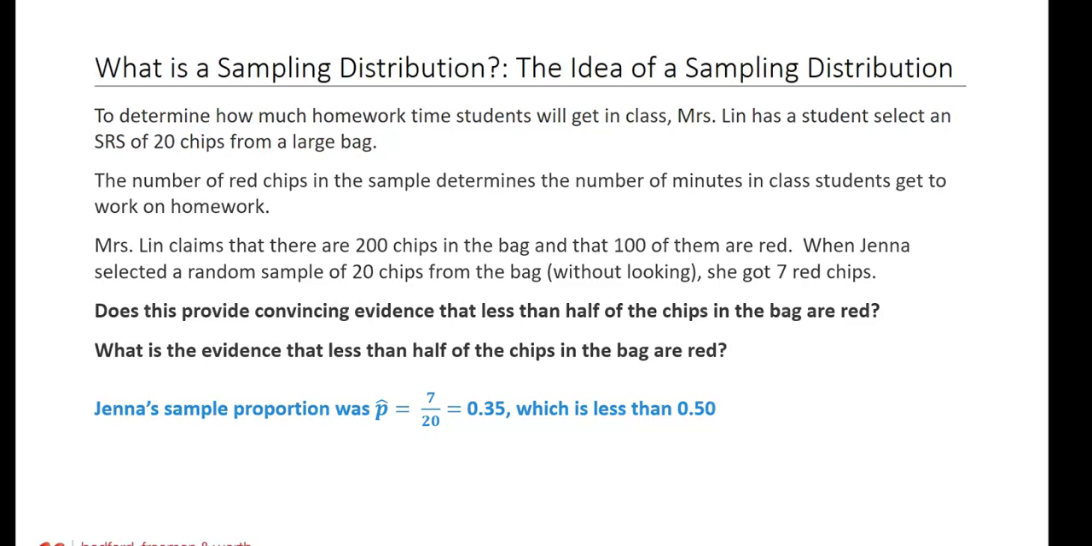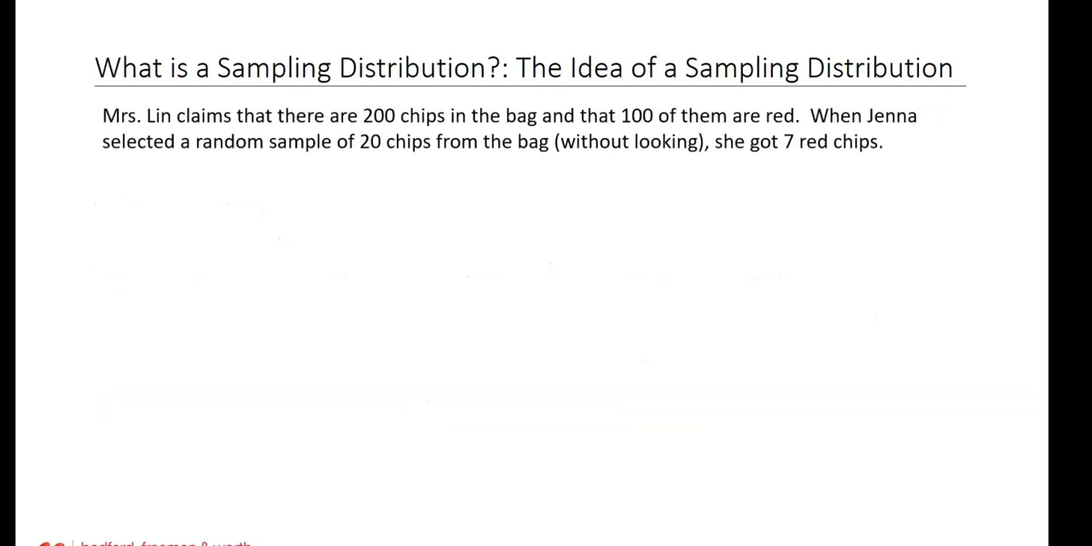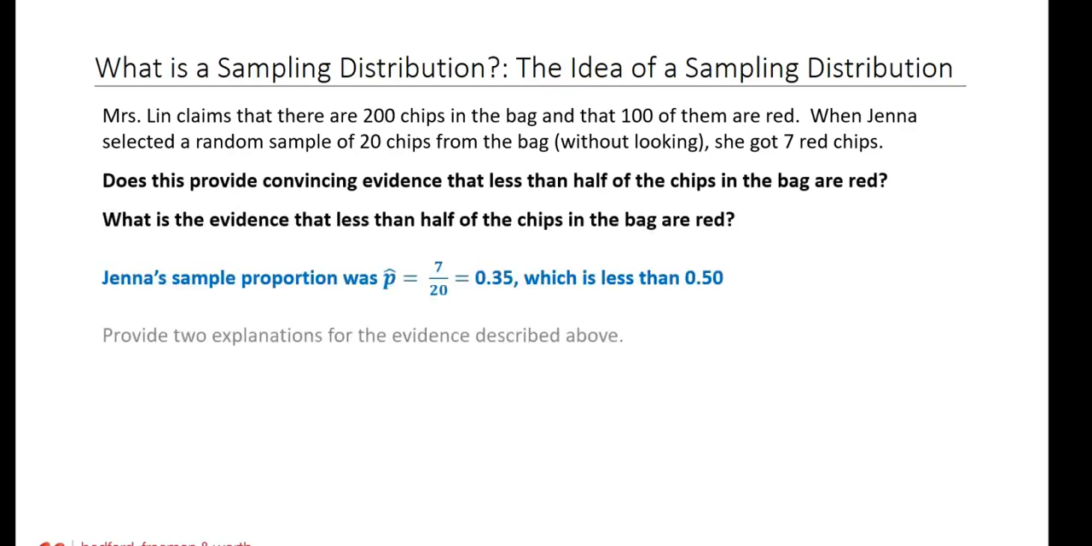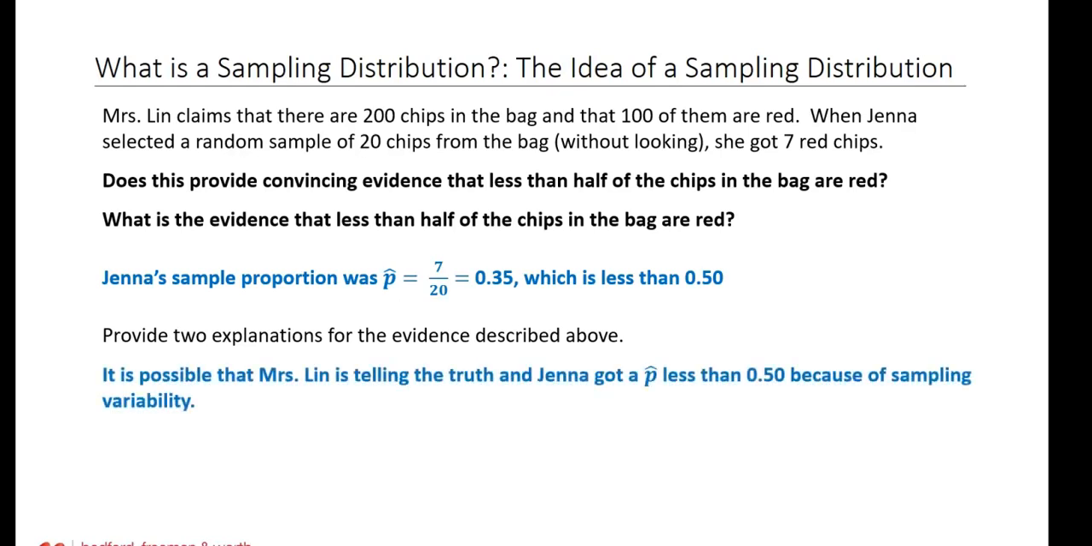So we might have to do a simulation or something like that to do that. So that's the same thing. Provide 2 explanations. So one explanation could be just, what do we call that? Sampling variability, right? I mean, just the luck of the draw. She's telling the truth. Jenna just got, because there's going to be some variability when you take a sample.